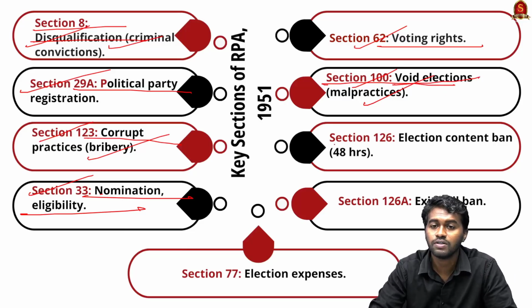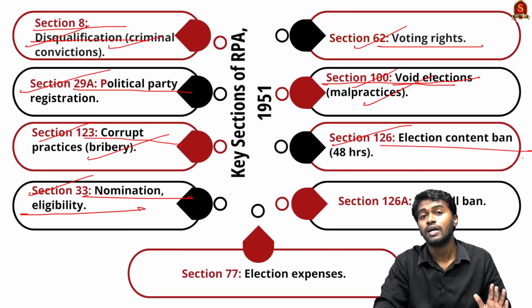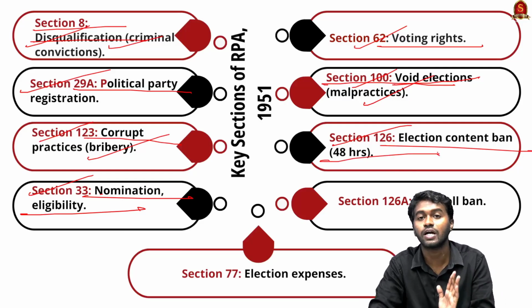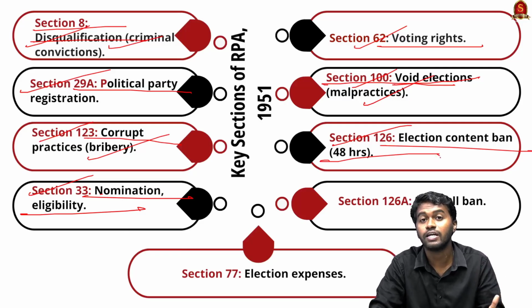And then next we have Section 126 of the Act, which talks about the ban on election activities 48 hours before the polling. That means if the polling is starting at 6 o'clock in the morning, then the political parties and the candidates have to stop their activities 48 hours before the polling.